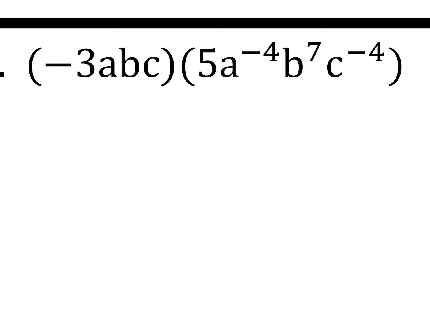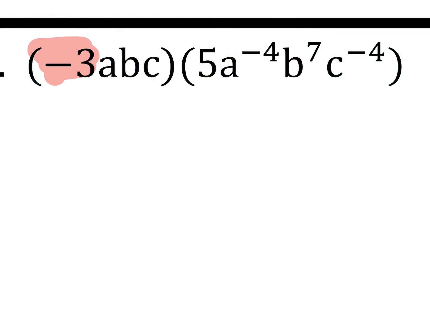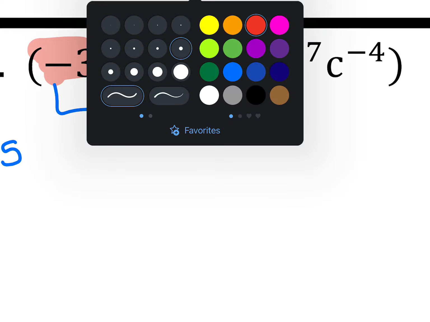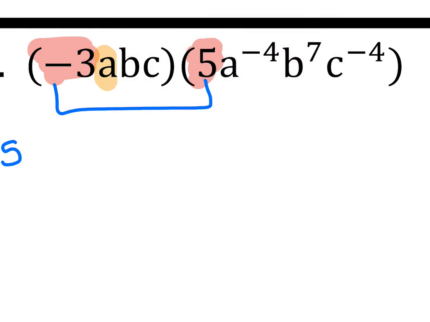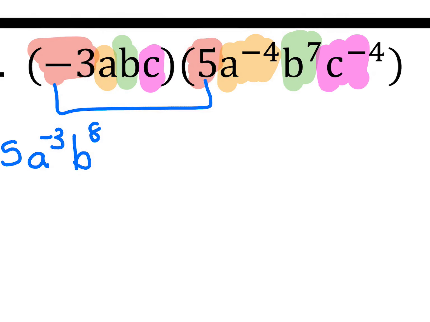Alrighty. We've got coefficients. Negative 3 times 5 is negative 15. A times a to the negative fourth gives us a to the negative third. B times b to the seventh gives us b to the eighth. And c times c to the negative fourth gives us c to the negative third.